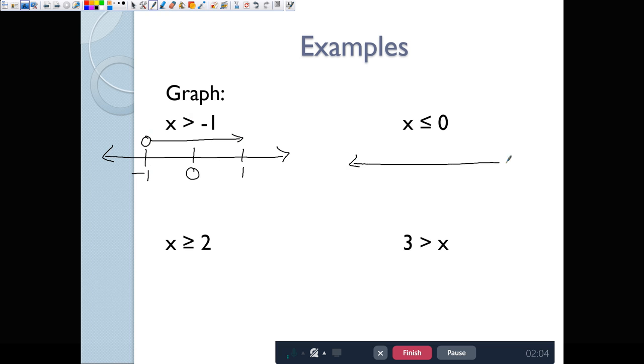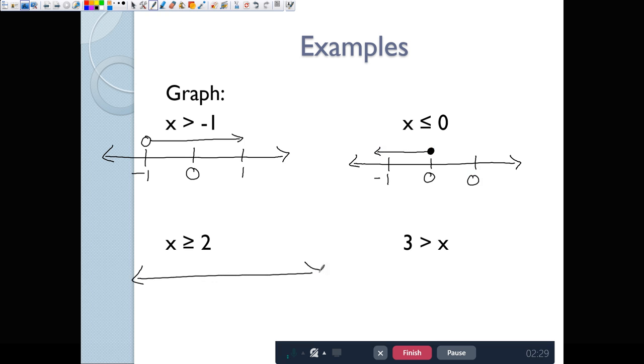Again, drawing our number line, because this is 0, 0 is nice to have in the middle. Is it open or closed? Closed, because that's the equal to, and then it's going to be going to the left. This includes every single value that is less than 0, or equal to 0.